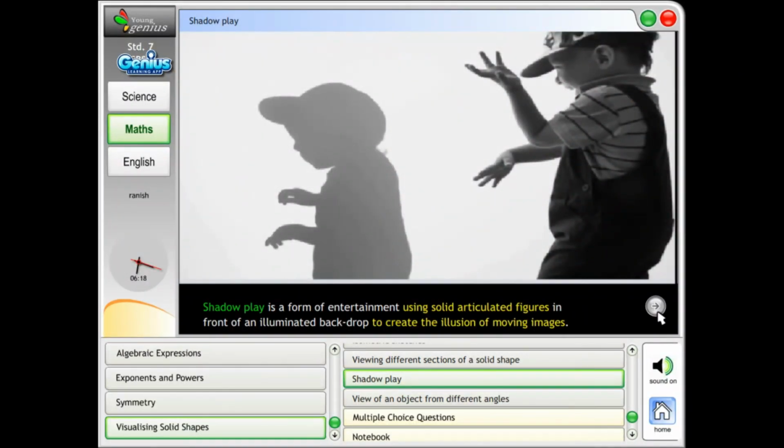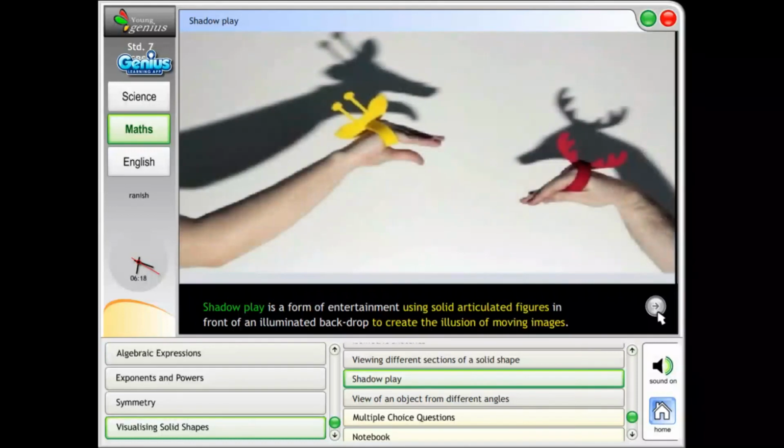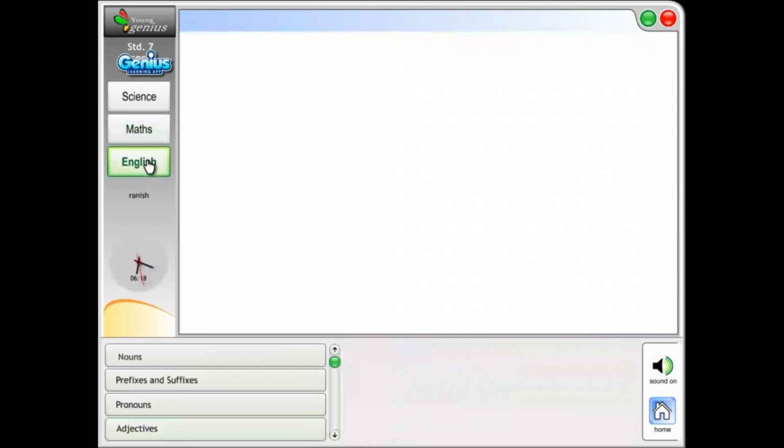Shadow play. Shadow play is a form of entertainment, using solid articulated figures in front of an illuminated backdrop to create the illusion of moving images.